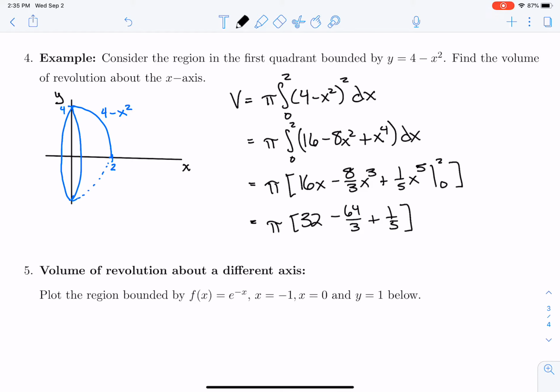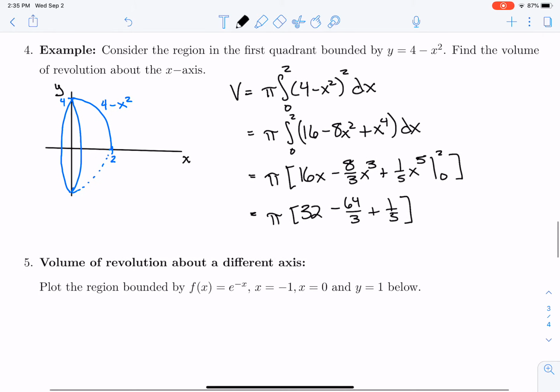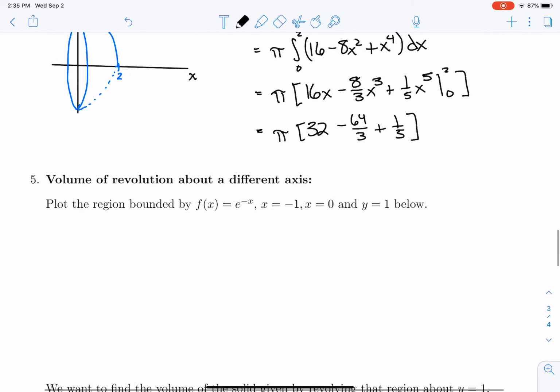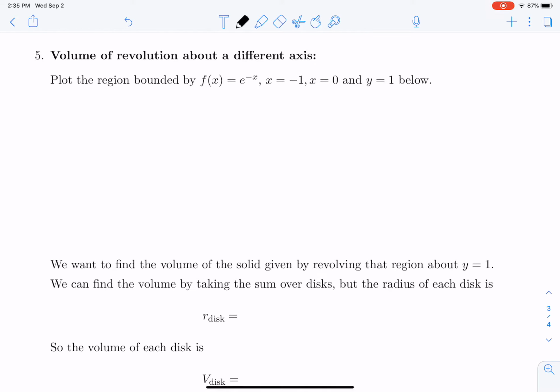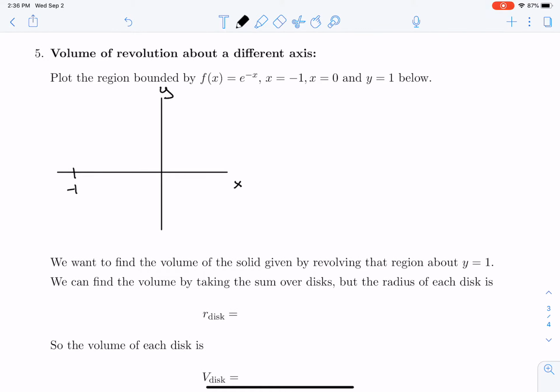This first one is going to be the volume of revolution about a different axis. So we don't have to revolve necessarily about the x-axis. So I'm going to find the volume of the region that's bounded by e to the minus x, x equals -1, so I'm going to make this -1, x equals 0, and y equals 1.